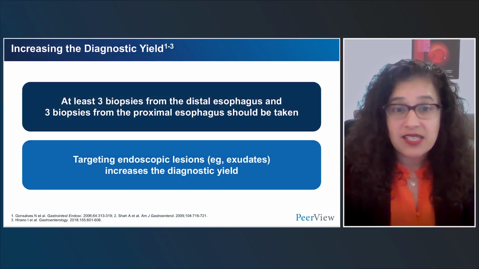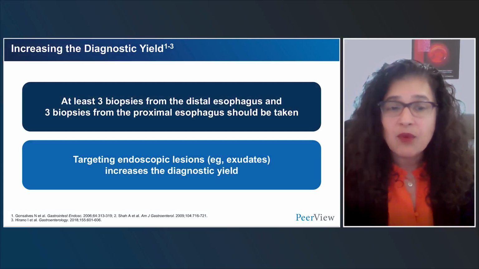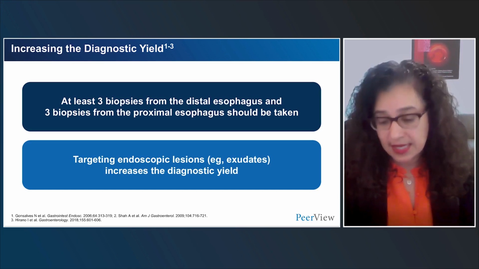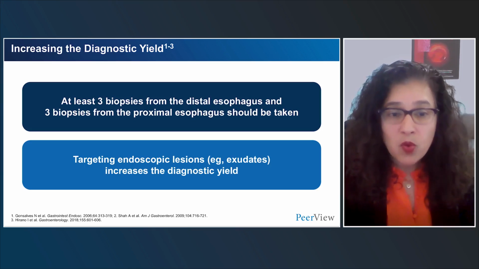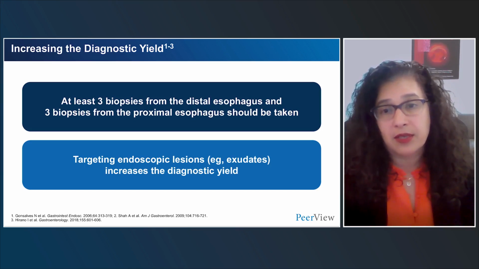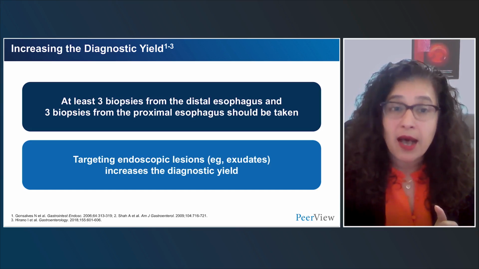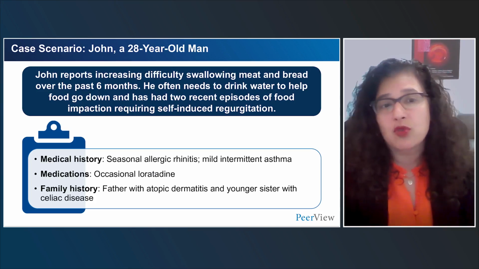What further increases that diagnostic yield? We know that EoE is a patchy disease, and we need at least 3 biopsies from the distal and 3 biopsies from the proximal esophagus to help increase that sensitivity and specificity. Furthermore, in addition to taking at least 6 or more, you really want to target those endoscopic lesions to increase that diagnostic yield. So if you see those exudates, you see those furrows, that's what you want to target to help get that diagnosis. So let's move on now to a clinical case.